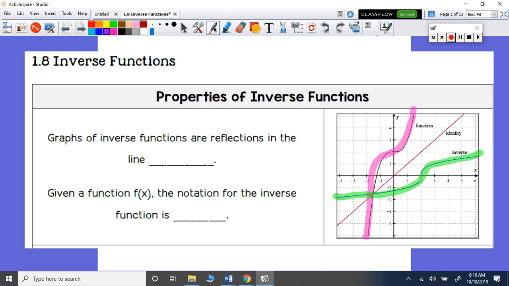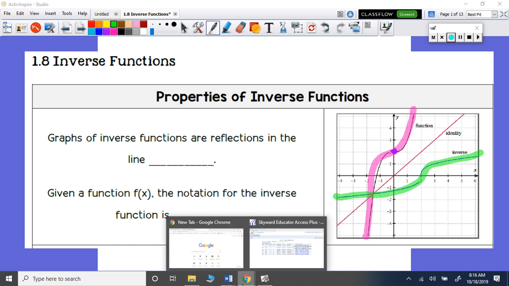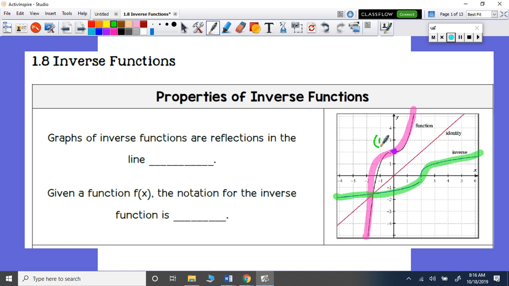What they do remember is if (0, 2) is on our original graph. And I hate the terminology because they call this a function, but it's not a function until we do the vertical line test and look at our points. But if the original graph has (0, 2), that means the inverse flip-flops those x's and y's and has the point (2, 0). That's what most people remember.